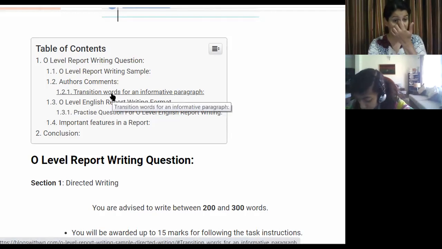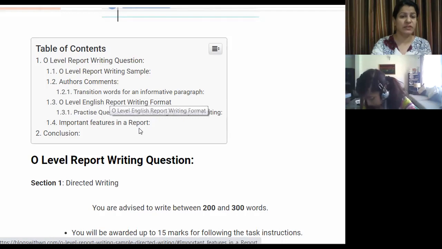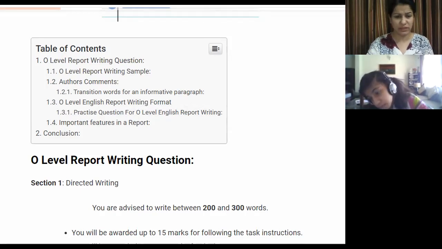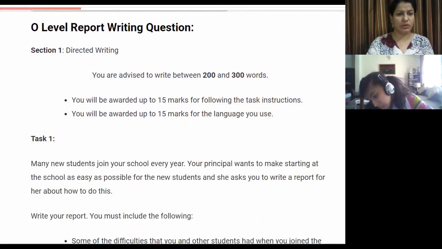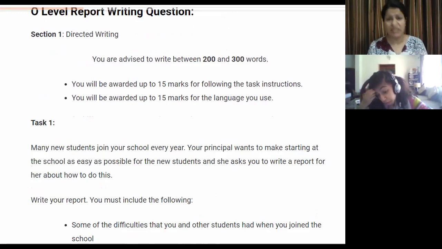Transition words for an informative paragraph. I'm going to show you the use of transitional words to make your paragraph more informative. Then the O-level English report writing format, the practice question for O-level English report writing, and important features in a report, and then we will come to the end of the lesson. Now, here is your question. This has been taken from one of the previous past papers. This is what your question one, section 1, task 1 looks like.